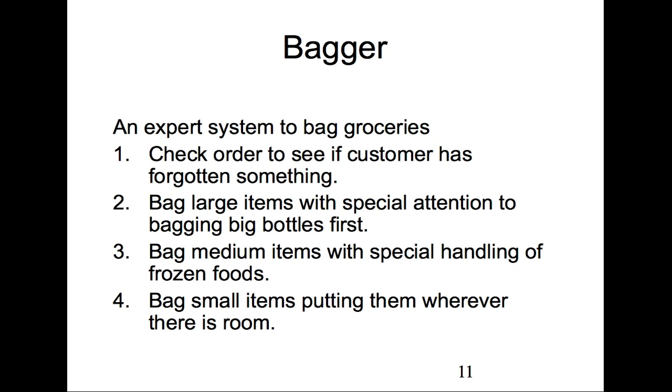So let me talk about another example here of an expert system called the bagger. You go to the grocery store and they want to put your items into bags. So you can come up with an expert system that will determine which items should go in which bags. This is the bagger expert system. It bags groceries for you. It checks the order to see if the customer has forgotten something first. This is the order in which the rules are going to be fired and the order in which the system is going to be designed to optimize the bagging process. So it checks the order to see if the customer has forgotten something.